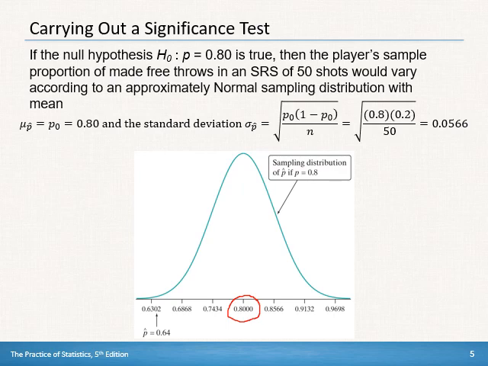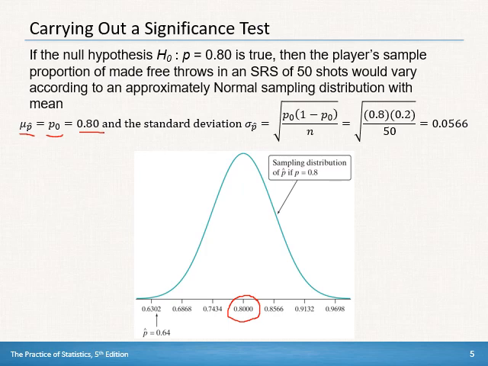We're going to assume that the null hypothesis is true, and so we're going to also assume that our sampling distribution is centered on our 80%. Remember that the mean of the sampling distribution of p hat is going to be equal to p, but in this case, we're assuming the null hypothesis is true. So p naught is what the true p is, or 80%.